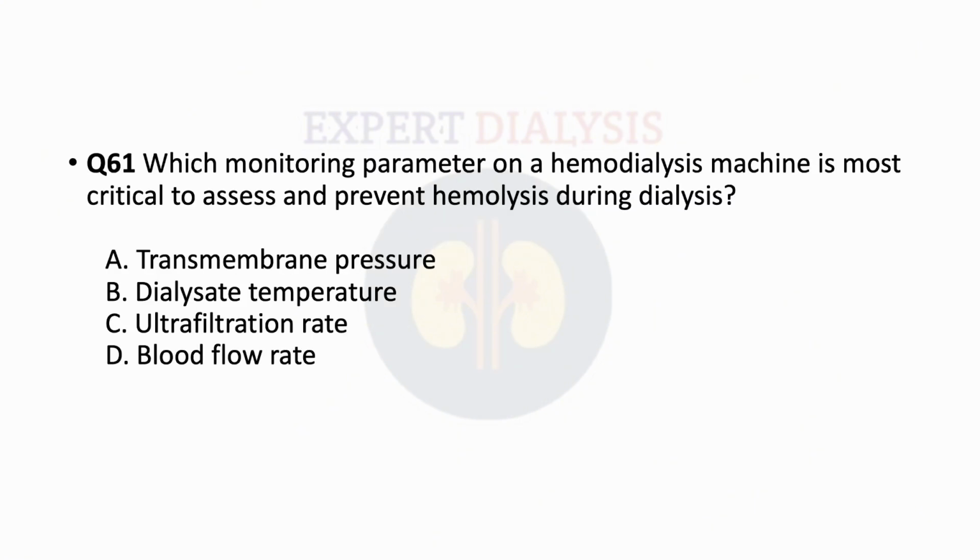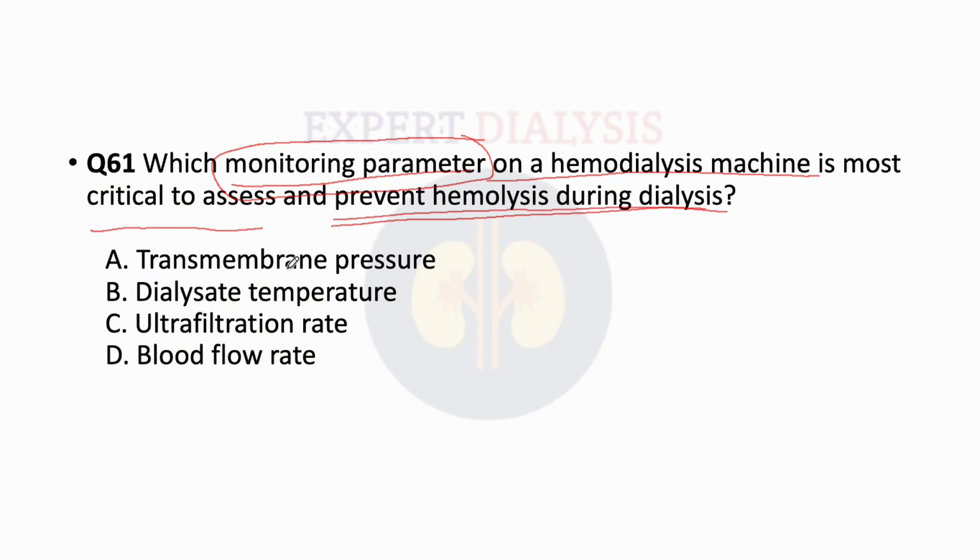So, let's begin. The first question here is: which monitoring parameter on a hemodialysis machine is most critical to assess and prevent hemolysis during dialysis? We have to choose one particular monitoring parameter which is critical to prevent hemolysis during dialysis.